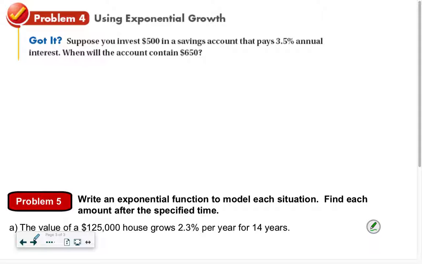It says suppose you invest $500 in a savings account that pays 3.5% annually, annual interest, excuse me. I want to know when our account's going to contain $650. Well, I know after 5 years we're only at 593. So is it going to be more than 5 years or less than 5 years? More. Okay.